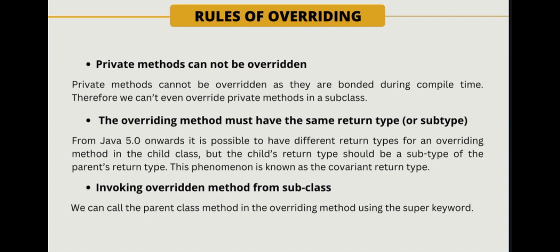From Java 5 onwards, it is possible to have different return types for an overriding method in the child class, but the child's return type should be a subtype of the parent's return type. The phenomenon is known as the covariant return type. Invoking overridden methods from a subclass, we can call the parent class method and the overriding method using the super keyword.